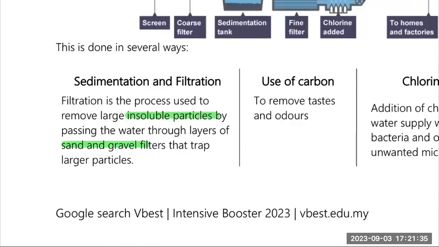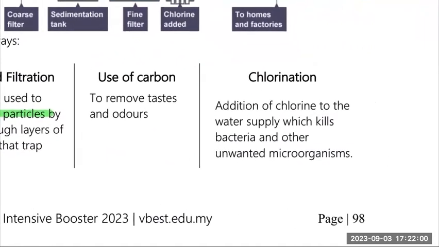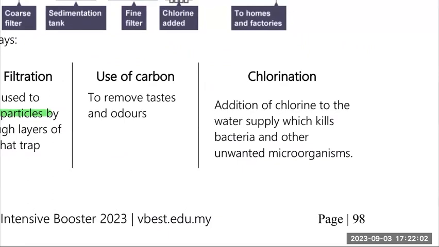That's all. Then once filtration is done, we add carbon. In biology you don't learn this, but in chemistry, because it's part of your syllabus, you still have to know it. The carbon is basically to remove taste and odors. For example, if you have a stomachache, you eat charcoal to remove impurities, basically soluble impurities. Then another step, more related to biology, is chlorination. Chlorination, of course, is to remove bacteria.